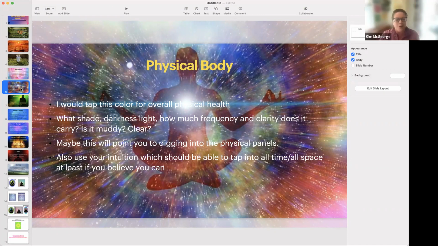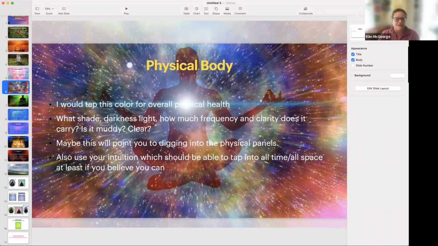So I hope, my heart's desire is to empower you, not just with this tool, but empower you to remember who you are through all time and space. So I hope you get some of that inspiration through these classes.